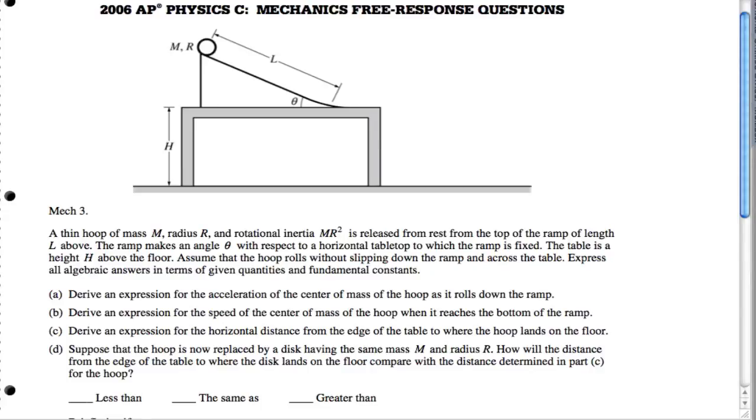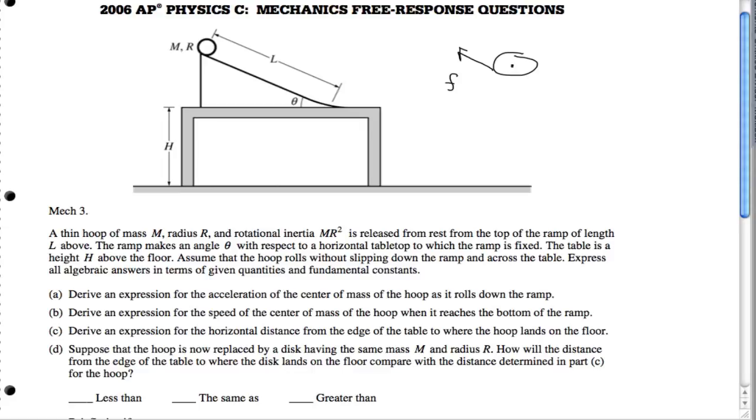All right, so I wanted to take a look at this question that I assigned to you. I wanted to give you a couple of hints. So for part A, it says derive an acceleration for the center of mass of the hoop as it rolls down the ramp. So let's do an extended free body diagram, and we'll see that we have a friction force that makes it want to spin.